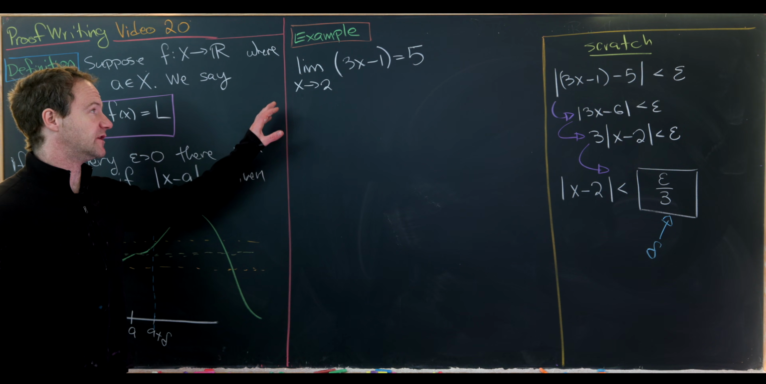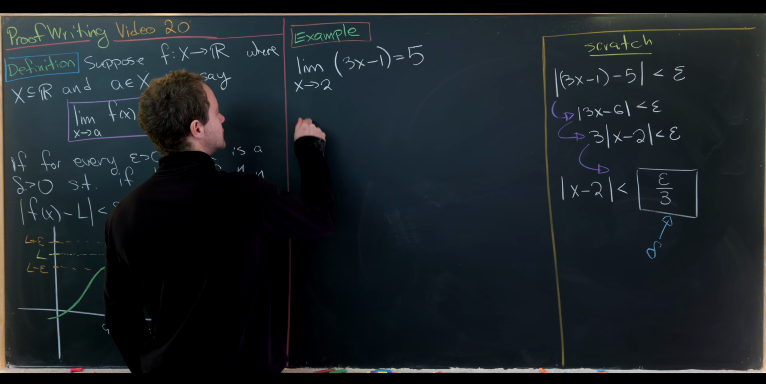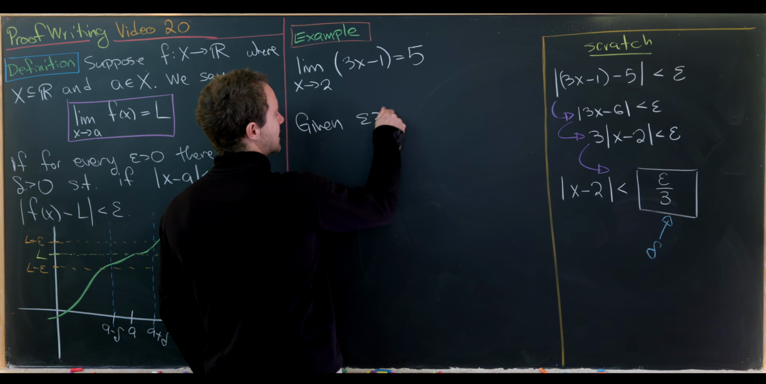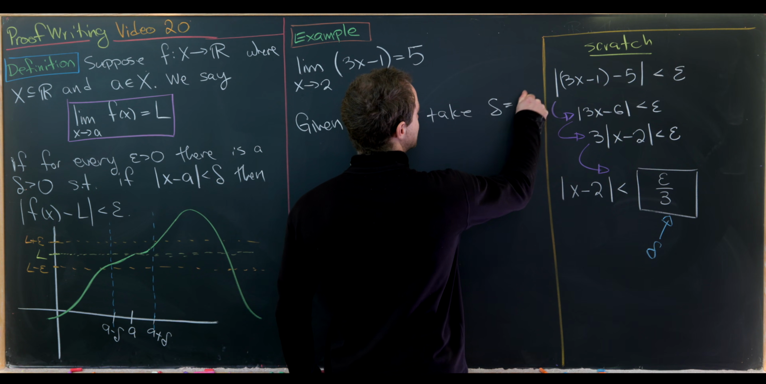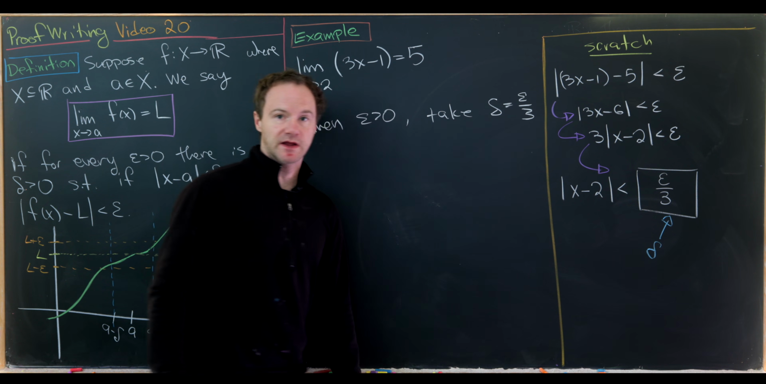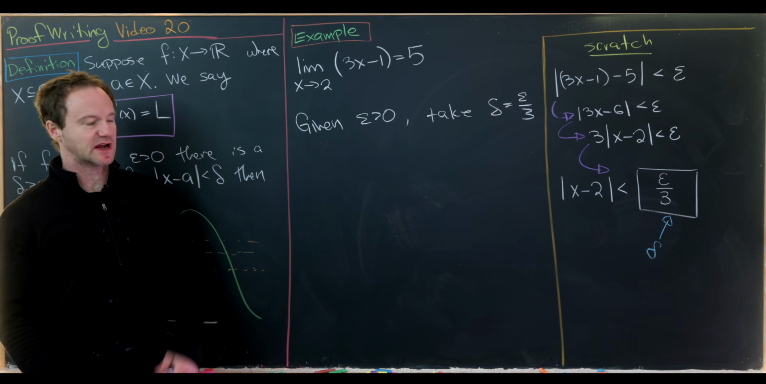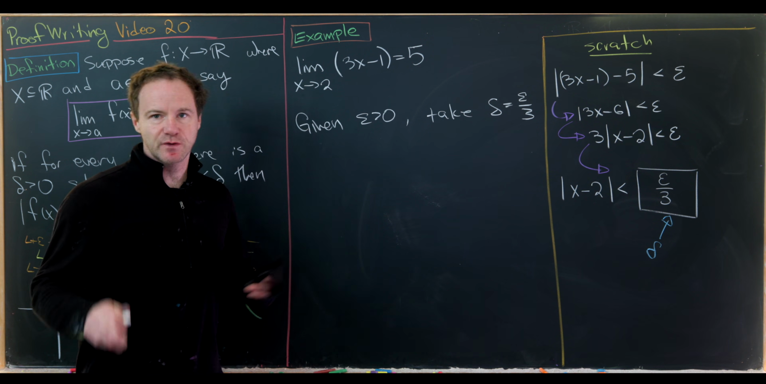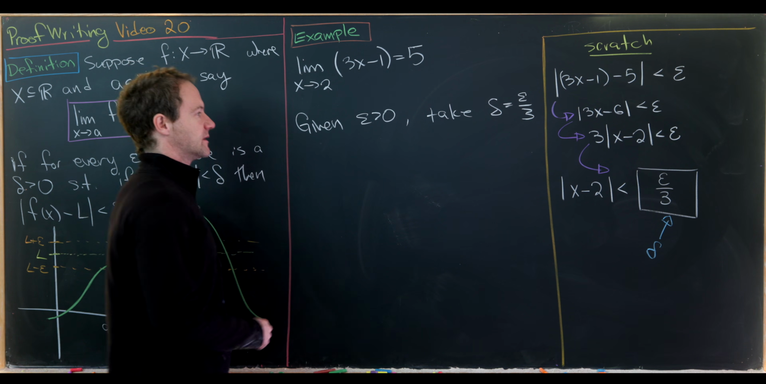And now we're ready for the proof of this limit value. So let's see it in action. So generally you start with the following language. Given epsilon bigger than 0, let's take delta to be equal to epsilon over 3. So this is the challenge. Given some arbitrary epsilon bigger than 0, we can find a delta situated in a way that will make everything work out. Okay, and then where do we go from here?